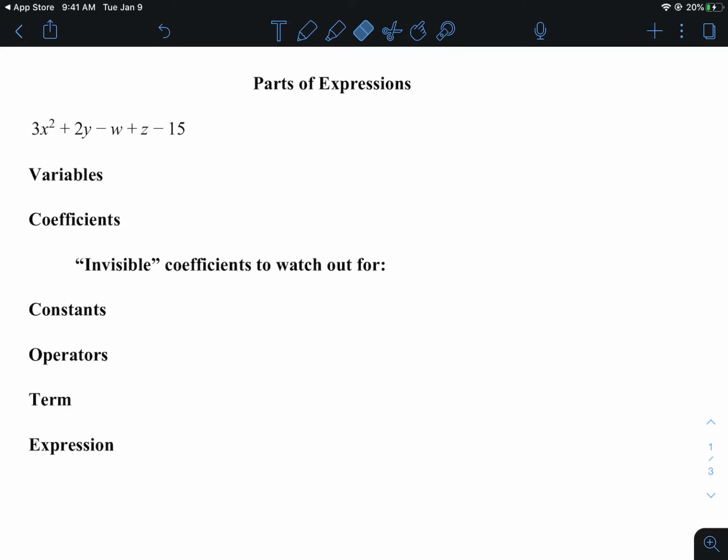Welcome. In this video, I'm going to talk about the parts of expressions. So the thing that sets algebra apart from the math that you learn up until algebra is that in algebra we start to deal with variables.